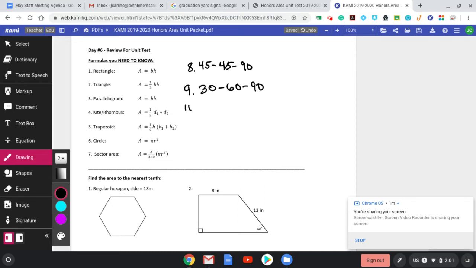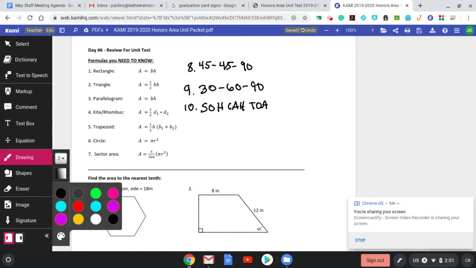And also, what would happen if you need to solve for a side of a triangle that's not 30, 45, or 60? You're going to have to use SOHCAHTOA. So make sure you are comfortable using SOHCAHTOA.